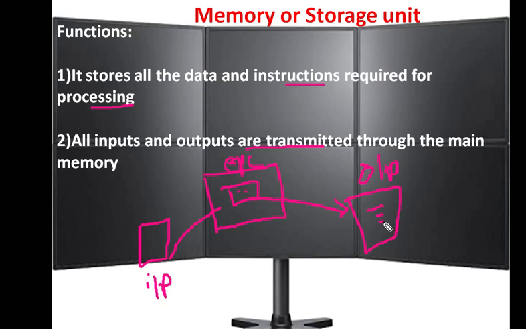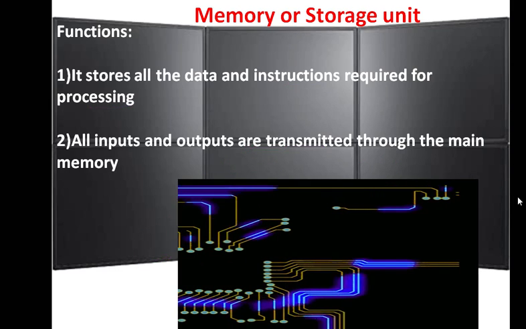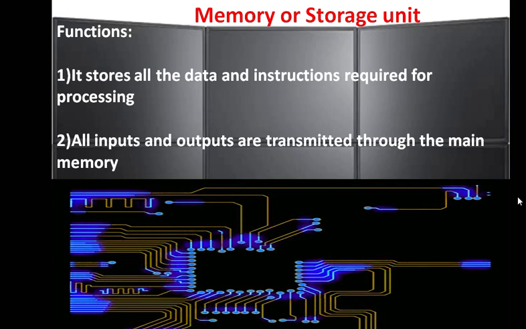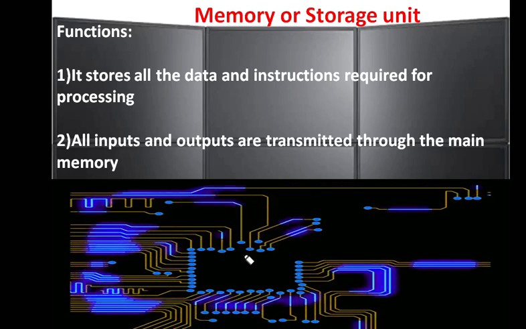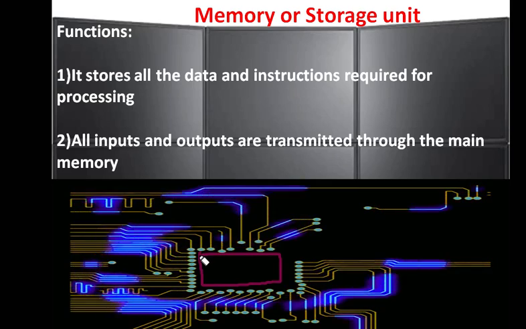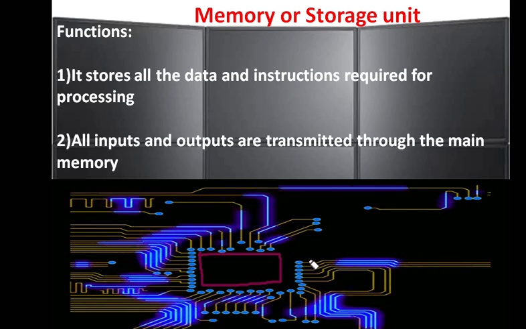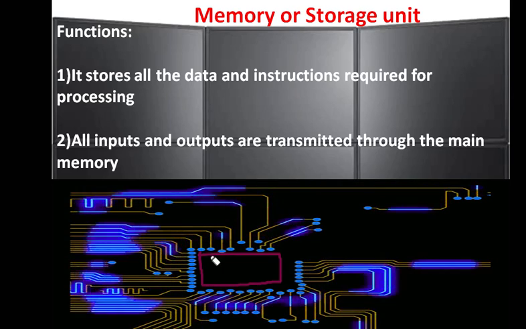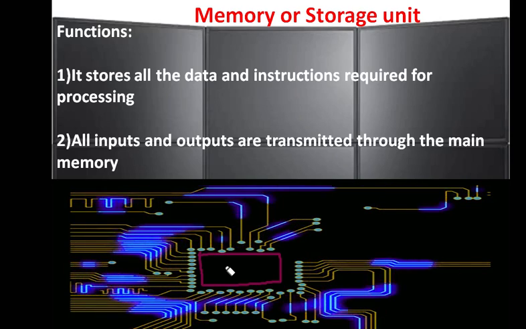Its main function is what? Memory will hold the data. See, in this figure, this is what we can call the CPU chip. Here all the information coming from all the devices is going to be stored, to perform the particular task.